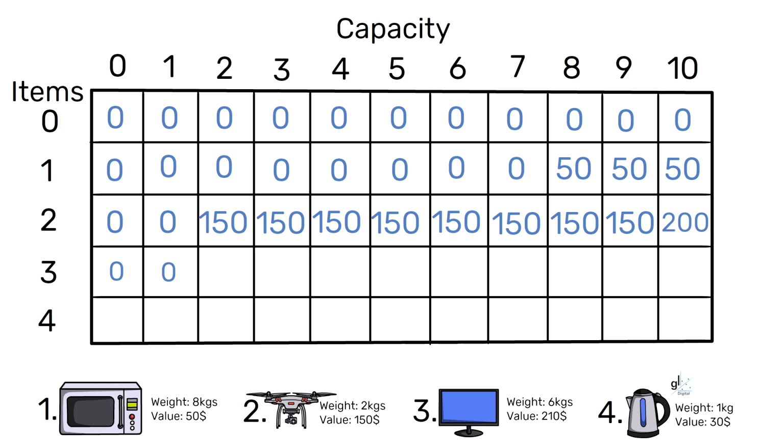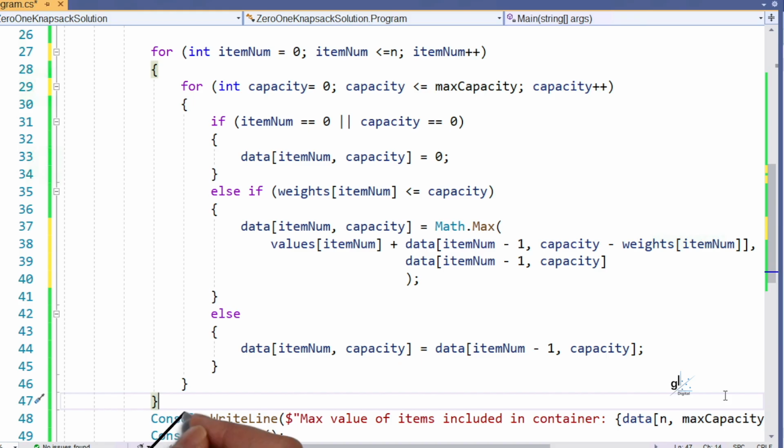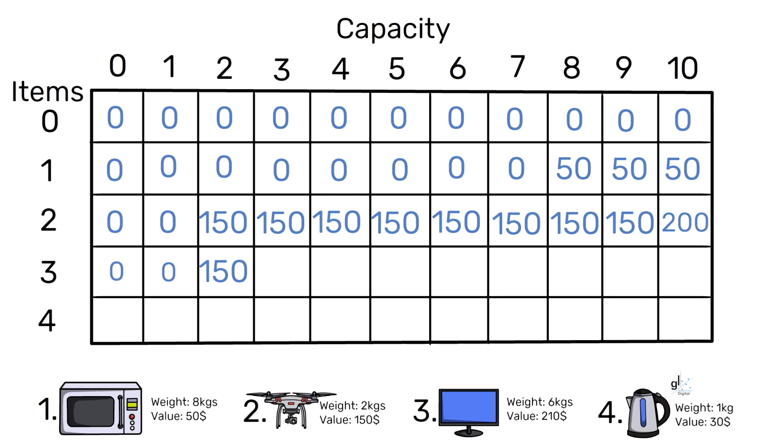So now the capacity is equal to 2. We can see here that the value directly above the considered position is 150, which is the value of the drone. The code within the else block is executed and a value of 150 is filled in at the considered position. So the code within the else block will repeat until the capacity variable is equal to 6, which means if the container was empty and had the capacity to store a maximum of 6 kgs, the monitor could be included in the container. Let's appropriately fill in the values in our table until the capacity equals 6.